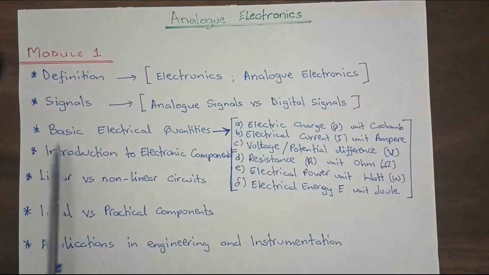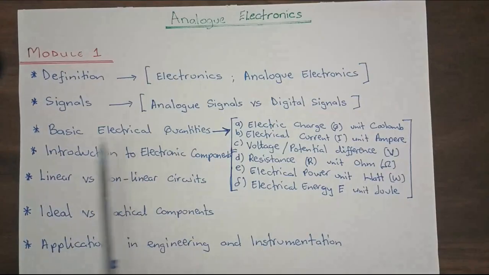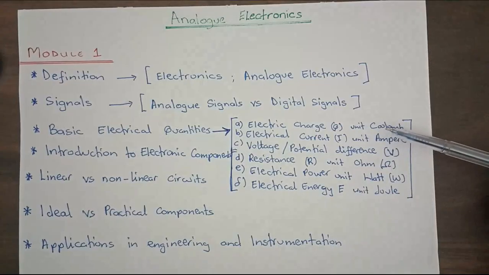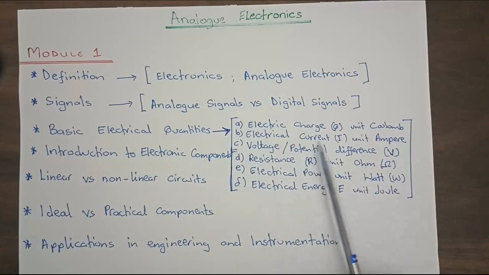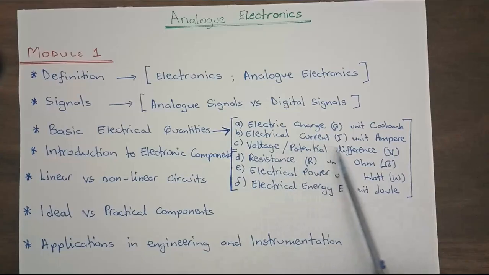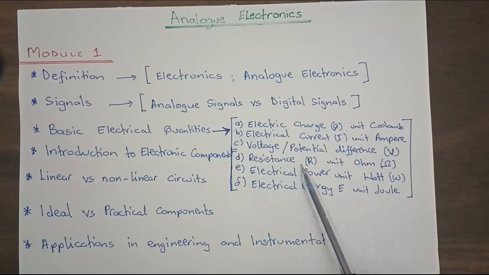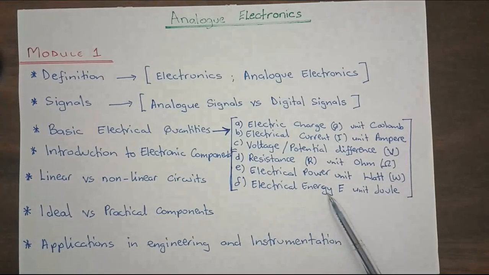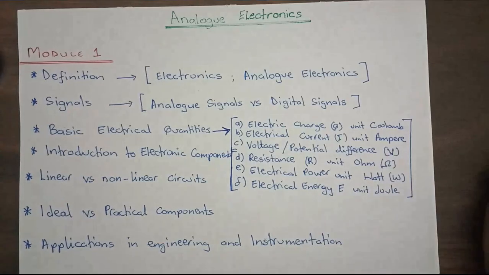We are also going to learn basic electrical quantities. For these basic electrical quantities, we are going to talk about electric charge, which has its unit in coulombs, electrical current, the unit of which is ampere, voltage or potential difference, which is measured in volts, resistance, which has an SI unit of ohms, electrical power, which has an SI unit of watts, and electrical energy, which has the unit joules.